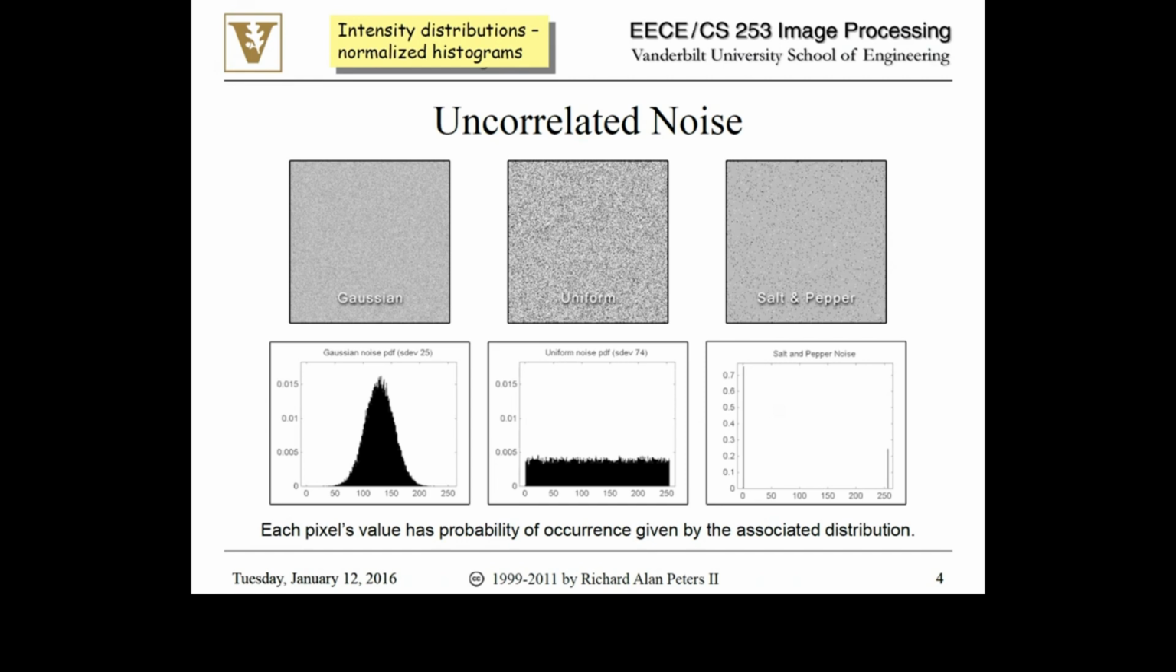We already know that uncorrelation and the distribution of the pixels are two different things. Uncorrelation means, given a point, I don't know anything about the others, but it is not telling me anything about the distribution of that point. The distribution of that point can be Gaussian, it can be uniform, it can be salt and pepper. This is a Gaussian, this is uniform. And salt and pepper means that most of the time it is zero, but from time to time you have value 255 or value 0.